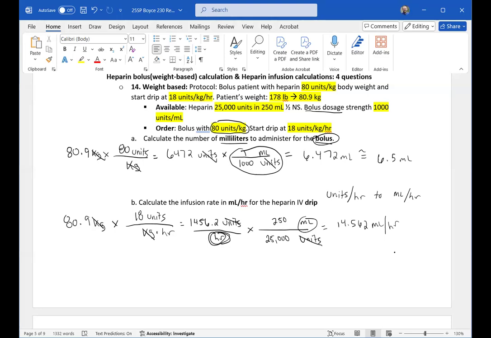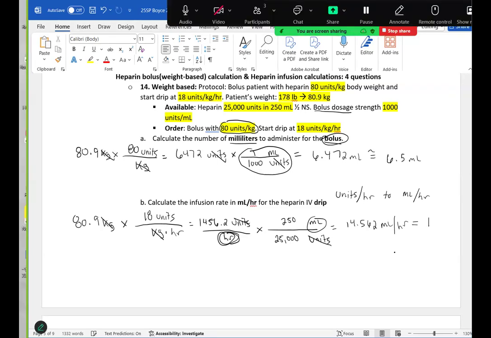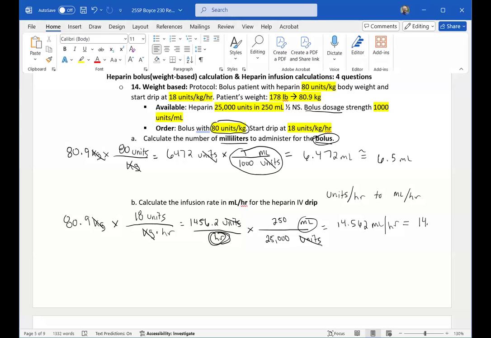Okay. So what we're going to do is take that 14.562 milliliters per hour and round it to 14.6 milliliters per hour. 14.6 ml per hour.